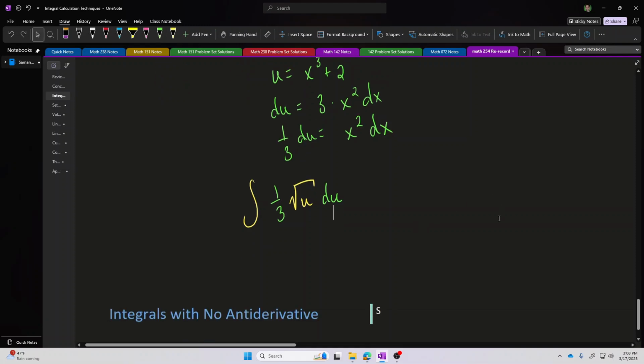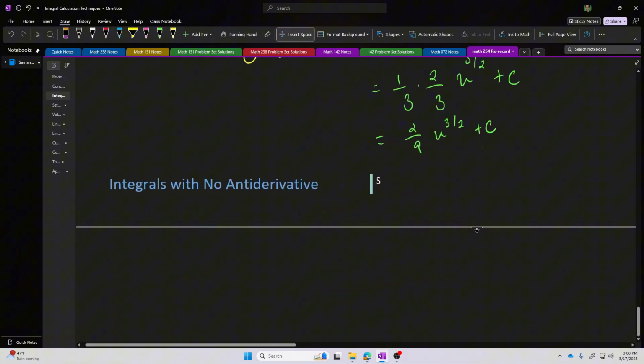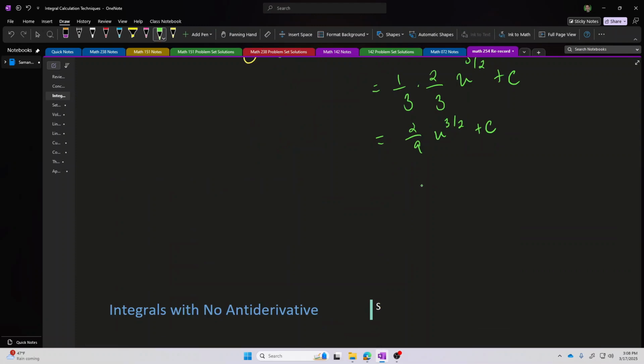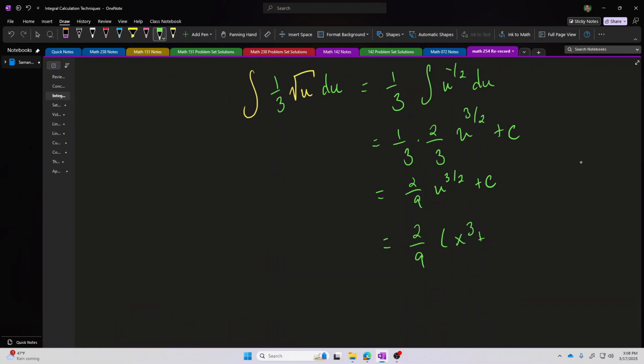now this is a linear combination of toolkit functions which I can integrate easily using just the constant multiple rule and the power rule for integrals. Increasing that power by 1 unit, dividing by that increased power, giving me 2/9 u to the 3/2 plus c, or putting back what u was originally equal to, this would become 2/9 quantity x cubed plus 2 to the power 3/2 plus c.